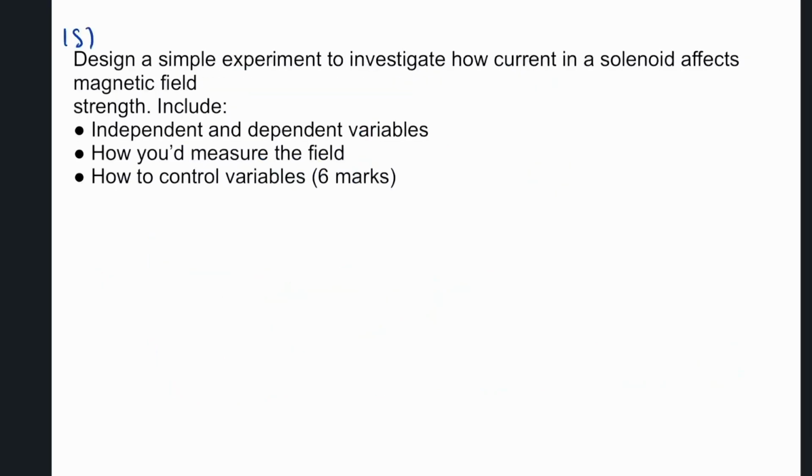Okay, question 15 is an experimental question. So this is the second to last question now. So design a simple experiment to investigate how current in a solenoid affects magnetic field strength. Include independent and dependent variables, how you'd measure the field, and how to control variables. So this is worth 6 marks, but it's actually quite a nicely structured question. So it tells you each of the subjects that you should be addressing, and you can kind of split your marks across all of these subjects, okay?